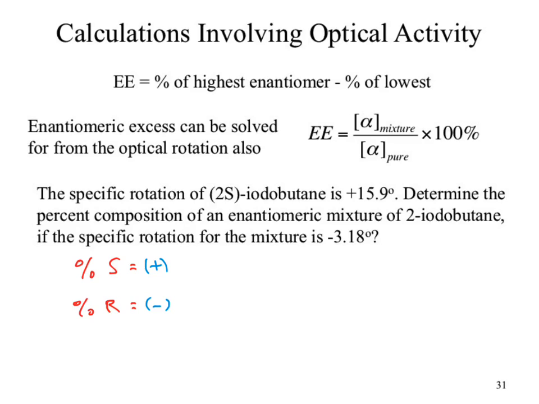Okay. Well, which one do I have in excess? R. Why is the R in excess? Because it's rotated more in the negative direction, which means when I look at this, I'm going to expect a larger percentage of R than I will of S. How much more? A lot more? A little more? Why only a little more? It's only a little negative. It's only a little bit different than 0.